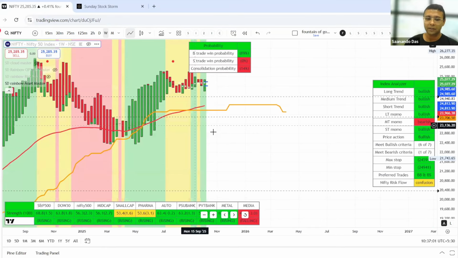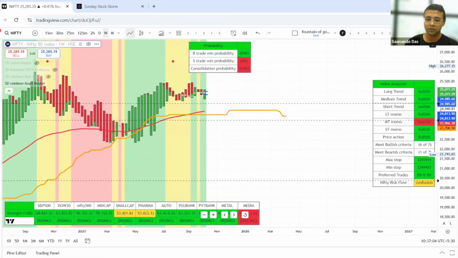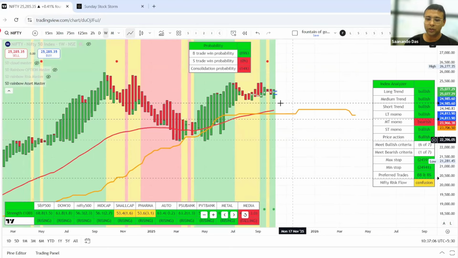As I go to the asset master, I will bring to your notice a full green candle. Once again, as I said last week, though we had a sell signal, it was not a very strong sell signal. So the battle basically is continuing for control over the market between the bulls and the bears. Buy trade win probability has significantly gone up.